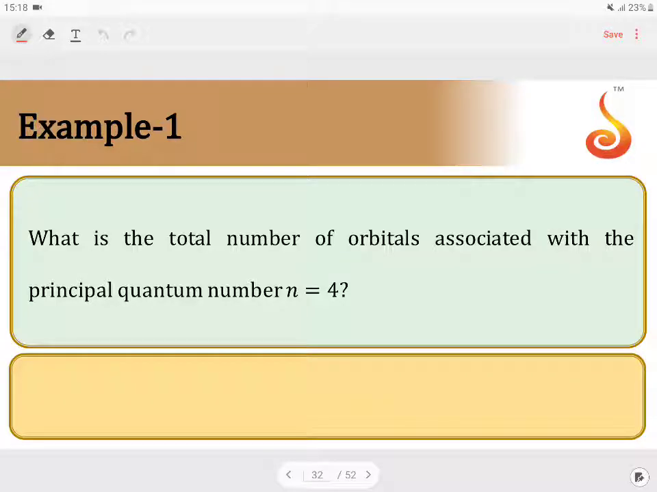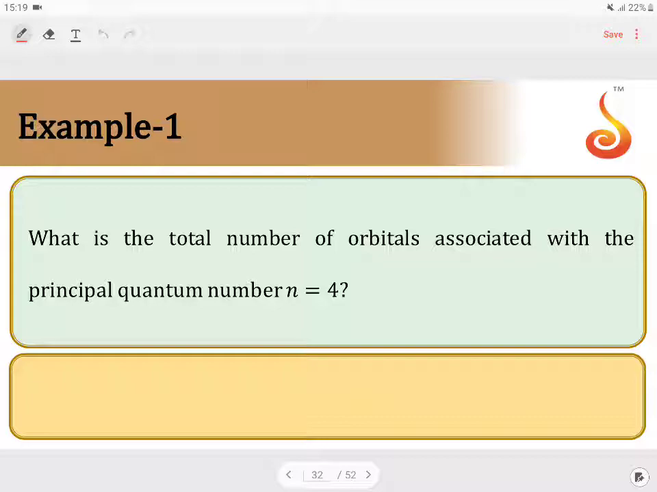Example number 1. What is the total number of orbitals associated with principal quantum number n equal to 4? When the principal quantum number is equal to 4, how many orbitals are possible?